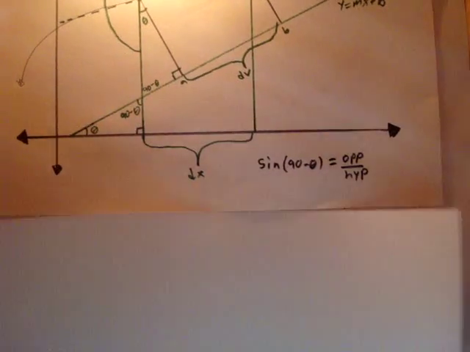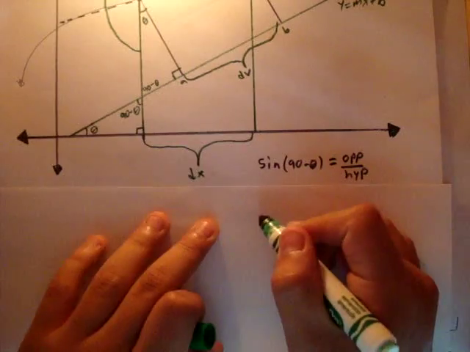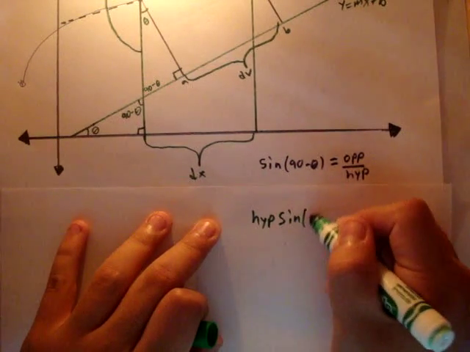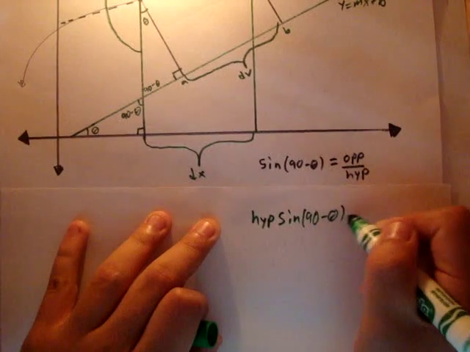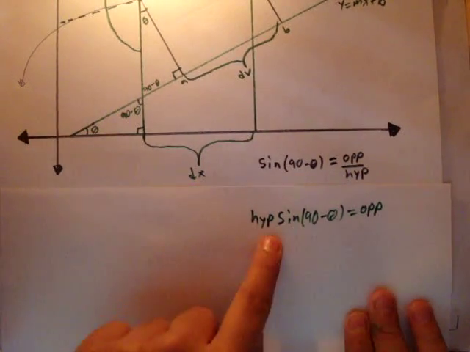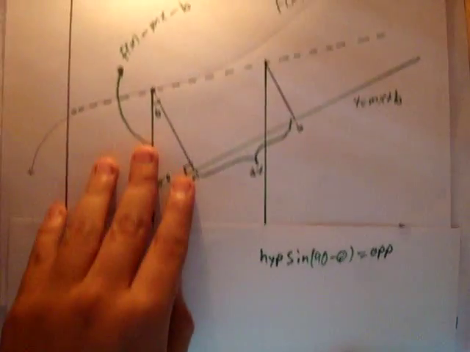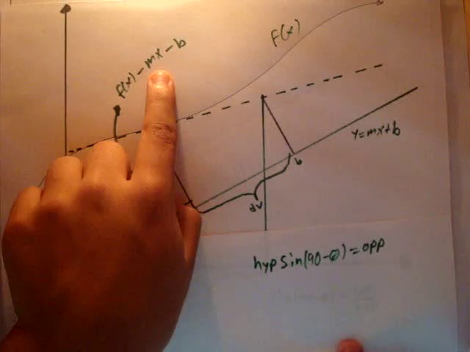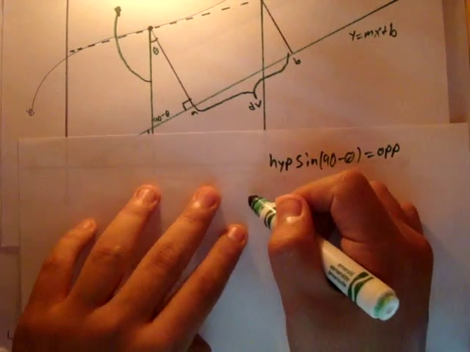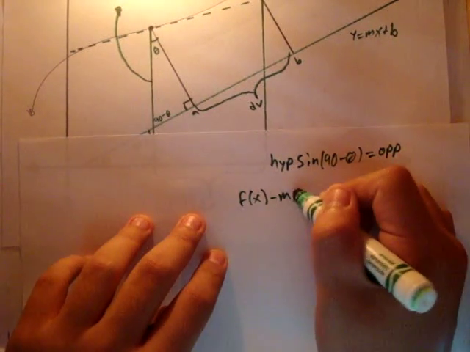Let's get another paper, and we'll continue. So we move hypotenuse to the other side. Hypotenuse sine 90 minus theta equals opposite. Alright. This opposite leg, it's exactly what we need. Now let's simplify this. What is the hypotenuse? Well, we figured out it's f of x minus mx minus b. So that's f of x minus mx minus b.